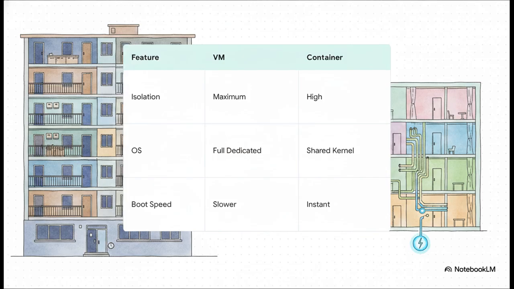Think of a physical server as a massive apartment building. Virtual machines are fully independent apartments. They give you maximum isolation: their own secure doors, their own kitchens, and most importantly, their own full dedicated operating system. But because they're fully featured, they're heavy and take a while to boot up.